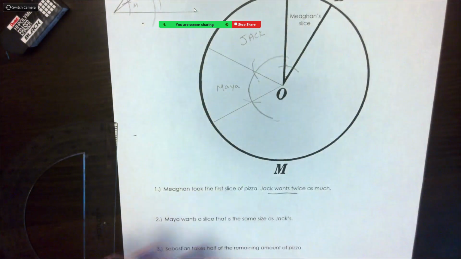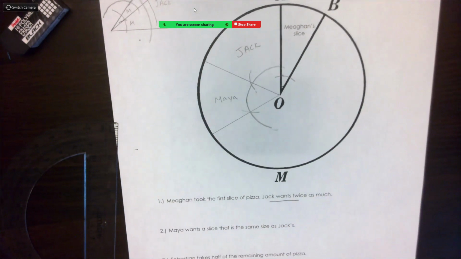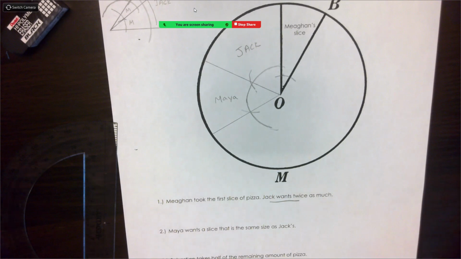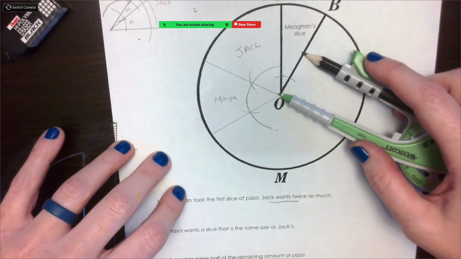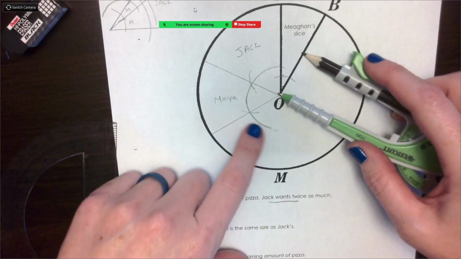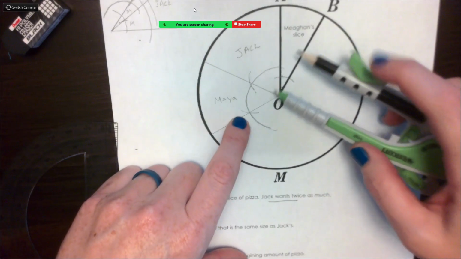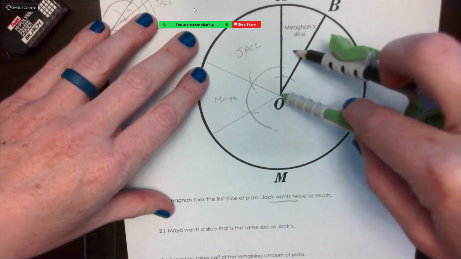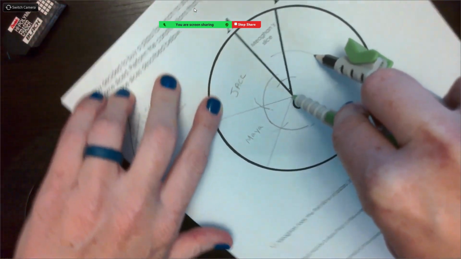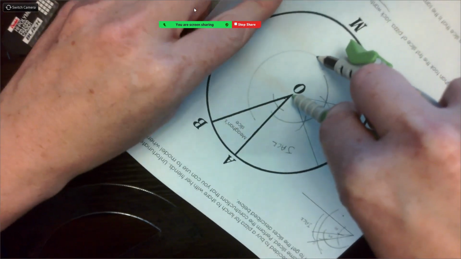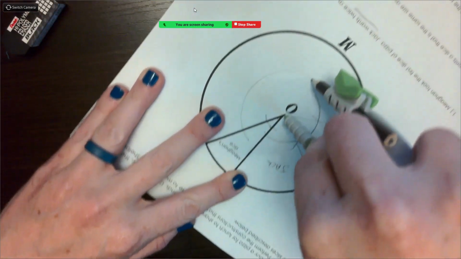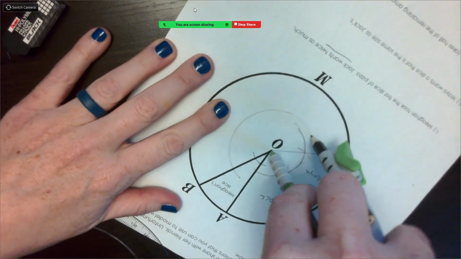Half of the remaining bit of pizza would be to find an angle bisector, which we actually found on the first page. So here's what I'm going to do. I'm going to put an arc, okay? But I want to make sure that when I draw the arc, it touches not only the side of Megan's slice, but also the side of Maya's slice. So we're going to draw this carefully. Your arc can be of any size here. As long as we're consistent, I'm trying to move that paper real carefully so that my compass doesn't hit the, there it went, hit the projector.